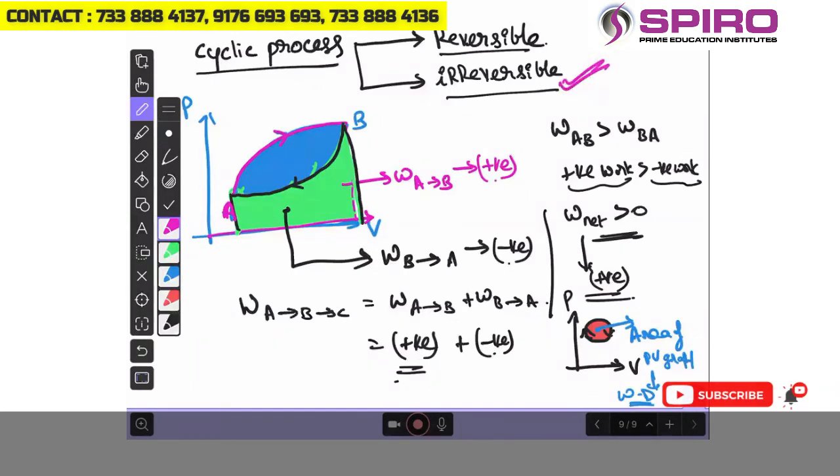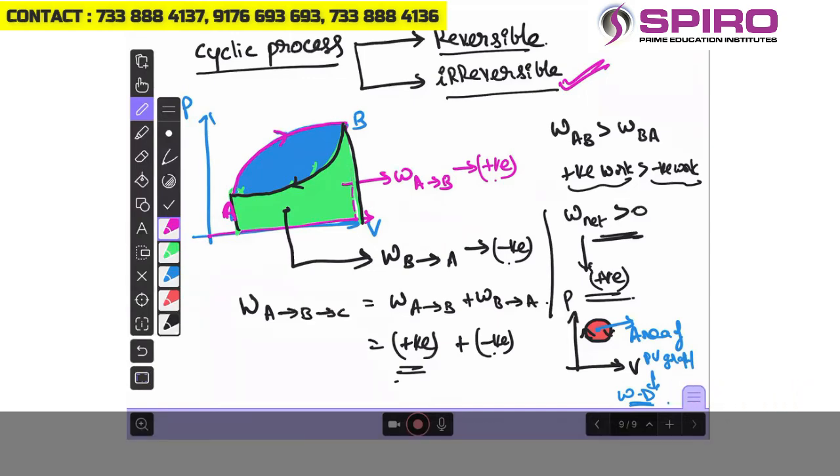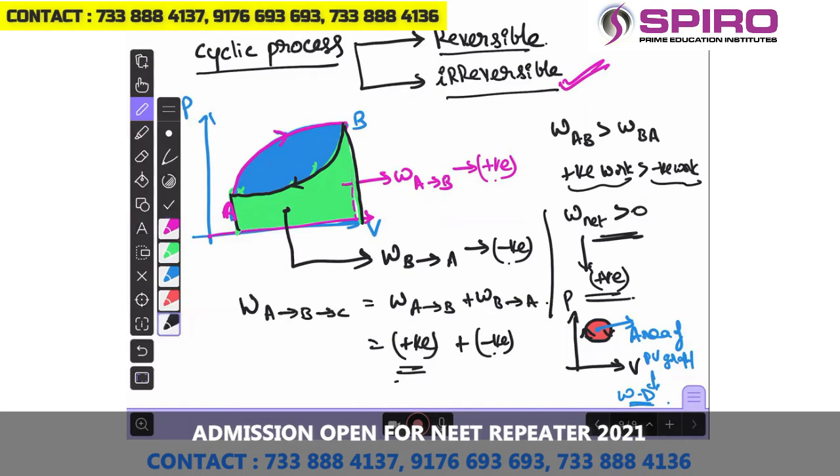In the irreversible cyclic process, work done is not zero. The change in the internal energy will be zero only, because internal energy is a state function, but work done is a path function. That's why I'm writing that point here. Internal energy is a state function.